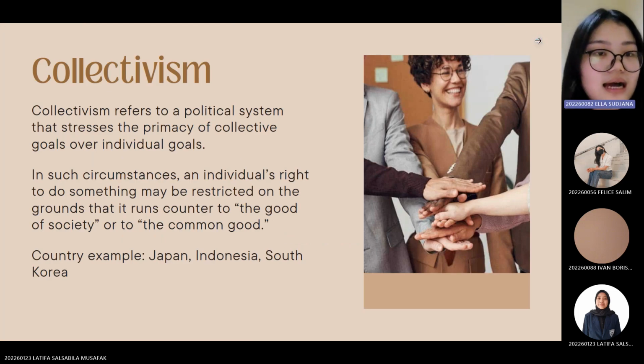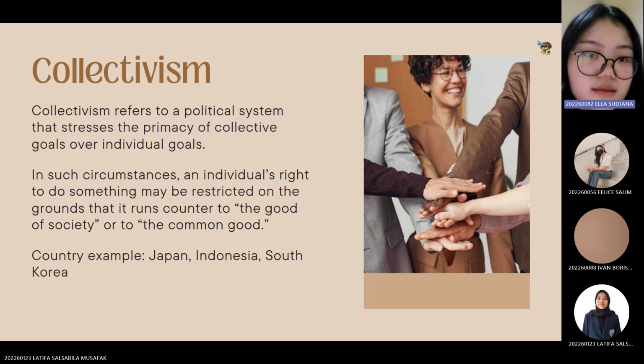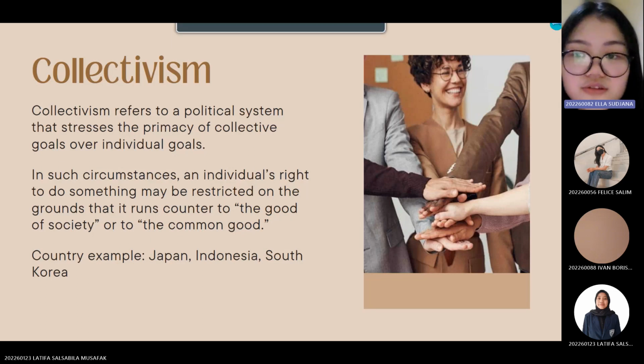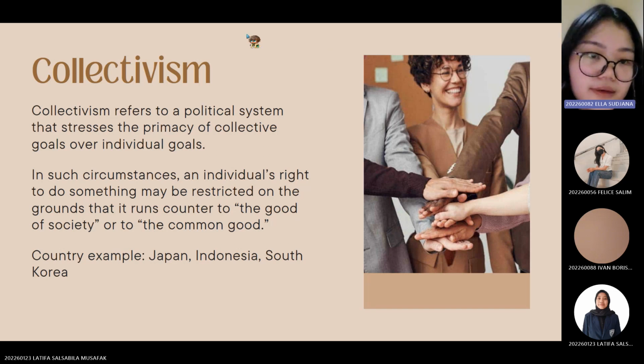Next, we have collectivism. Collectivism refers to a political system that stresses the primacy of collective goals over individual goals. When collectivism is emphasized, the needs of society as a whole are generally viewed as more important than individual freedoms. In such circumstances, an individual's right to do something may be restricted on the grounds that it runs counter to the good of society or the common good. An ancient Greek philosopher argued that individual rights should be sacrificed for the good of the majority and that property should be owned in common.